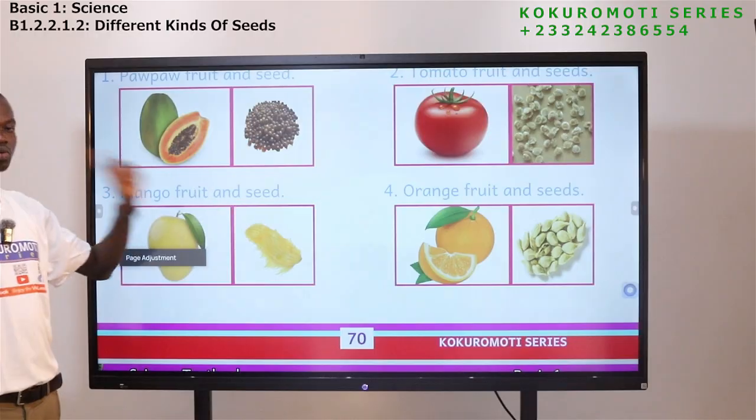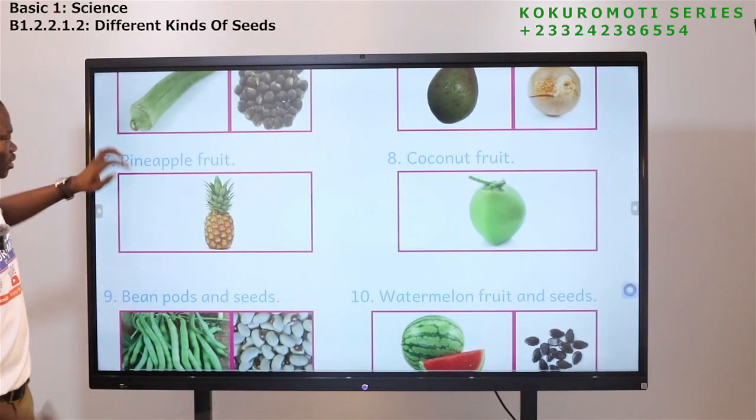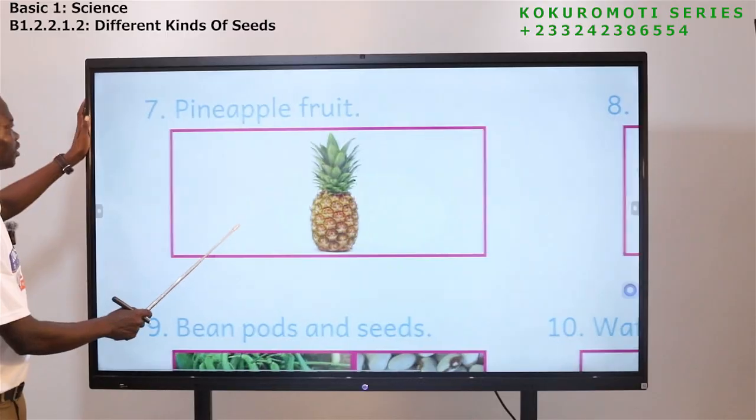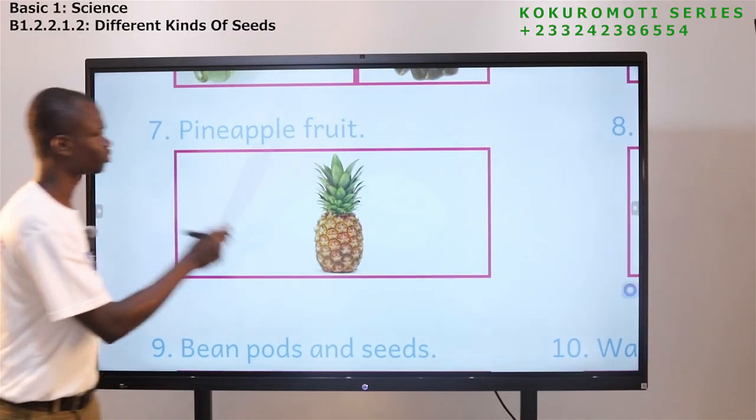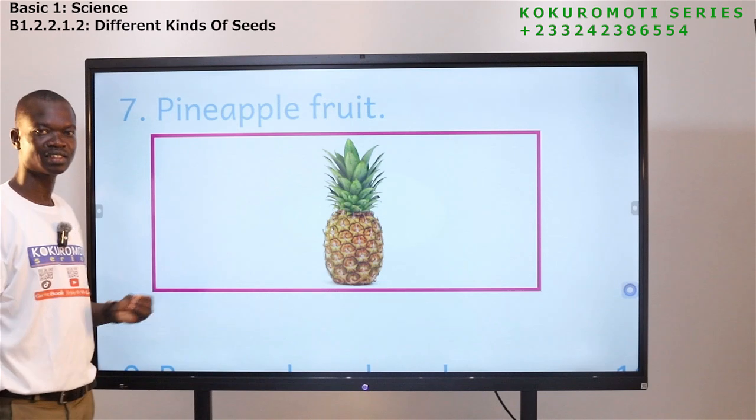Mango also has only one seed. Avocado has one seed. Let's continue. We have this. This is what? Pineapple fruits. Pineapple. My question is, does it have seeds?